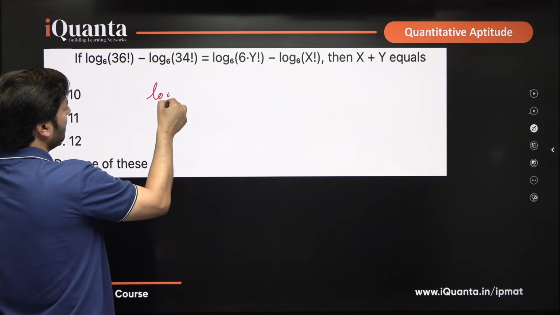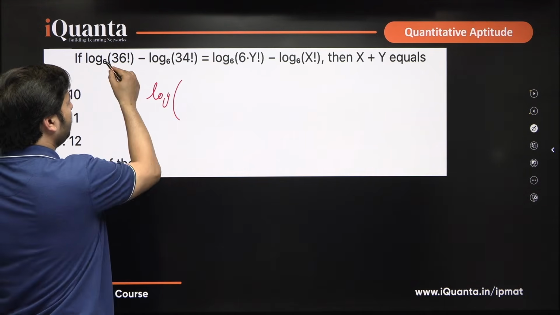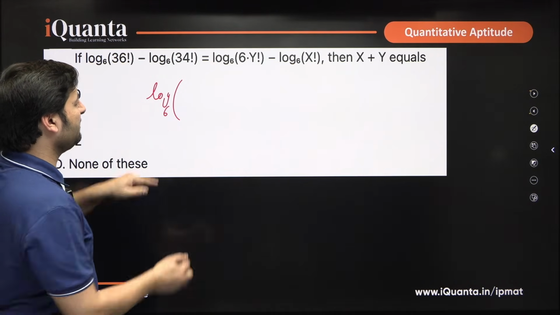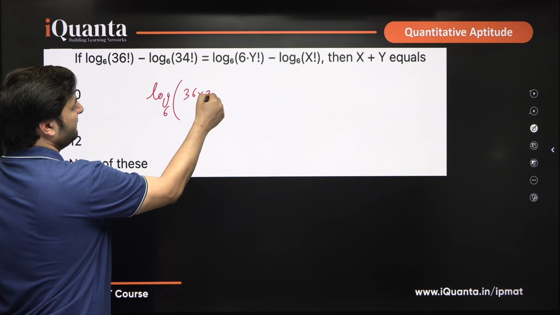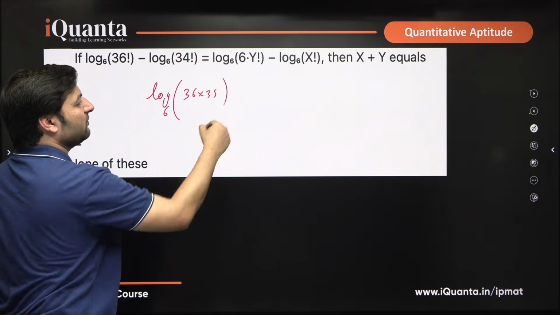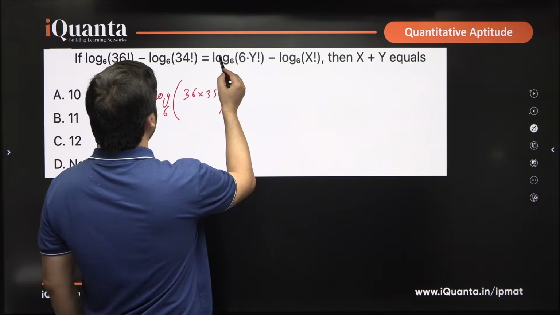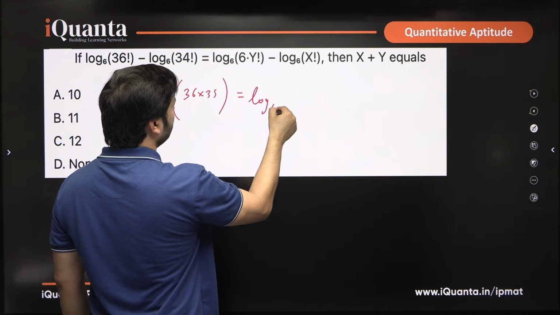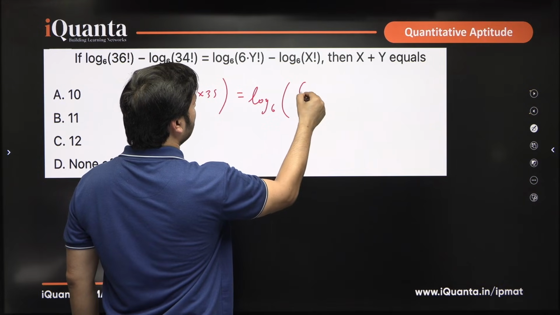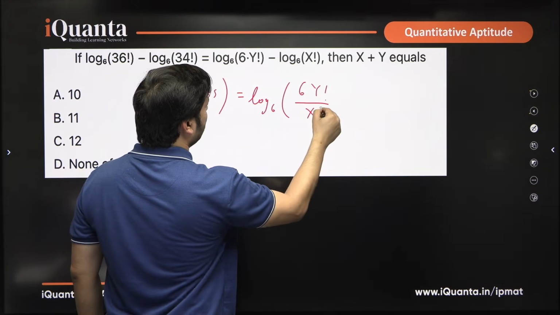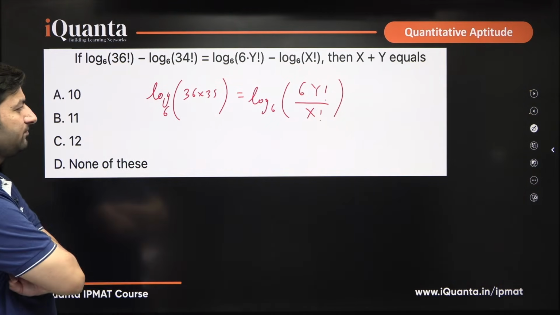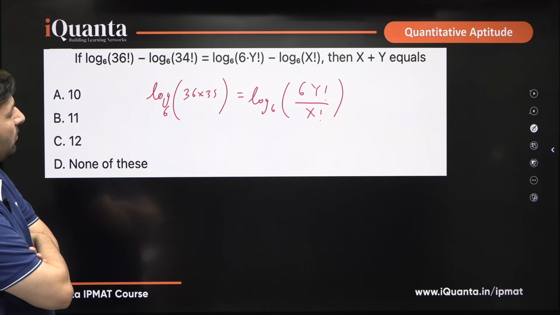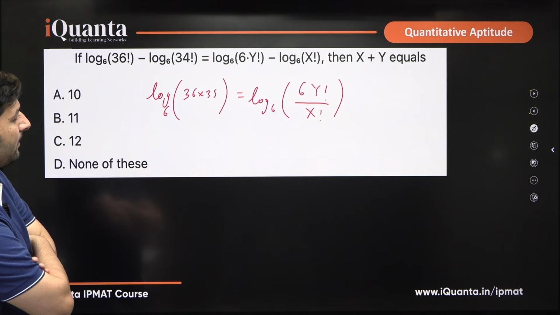So, log 36 factorial, base will be 6 only, 36 factorial when written will be 36 into 35 into 34 factorial upon 34 factorial, 34 factorial will be gone, okay. And on the right hand side we have log 6y factorial. So, log base 6, 6y factorial upon x factorial. This is what we have to do, okay. Now, what can be done here, okay.